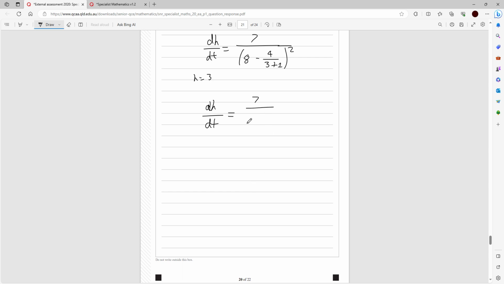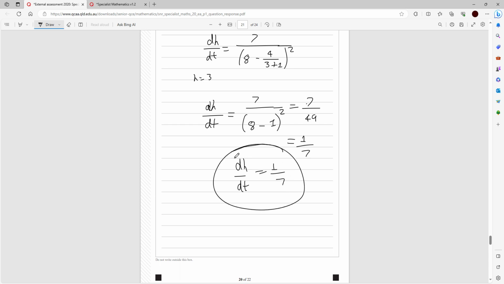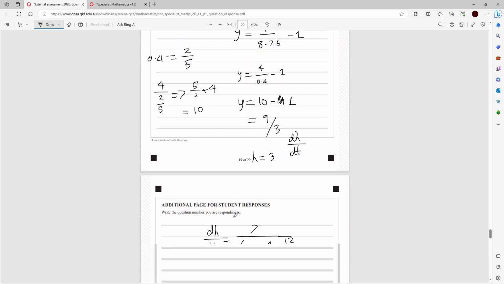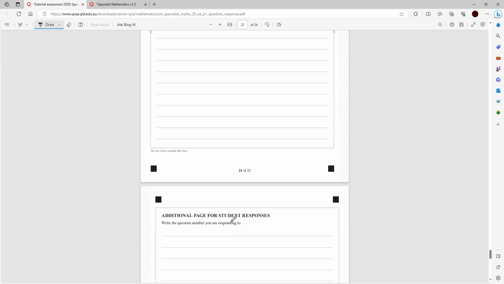So what you have is 7 on (8 minus 1) squared, which is going to be 7 on 7 squared, which is 49. So you get 1 on 7. dh/dt is 1 on 7. And that is the correct answer for this one here. Oh, we're done, thank goodness.